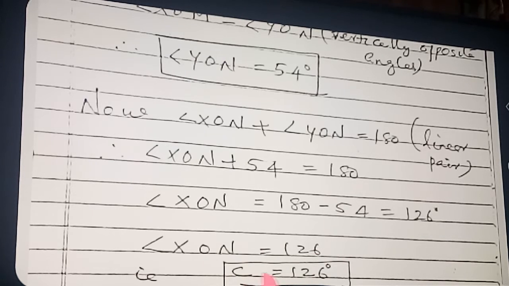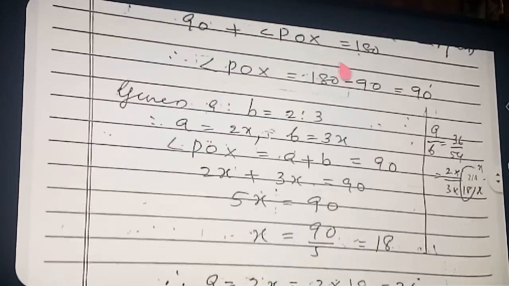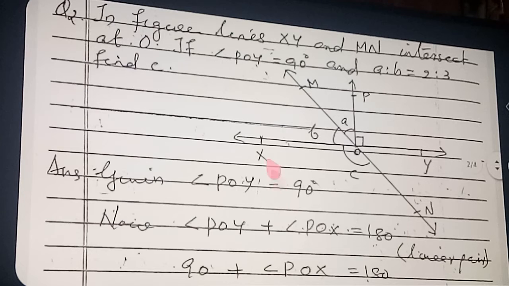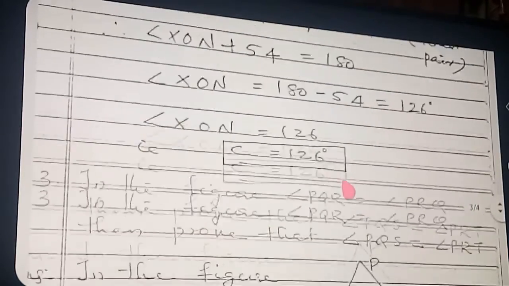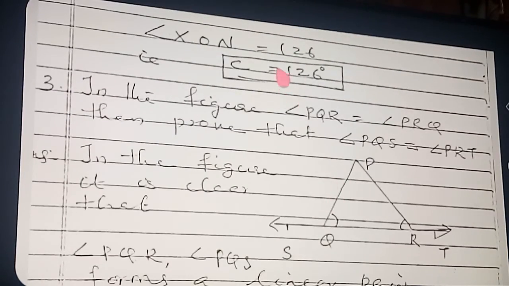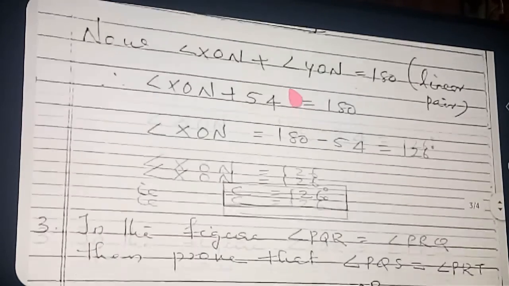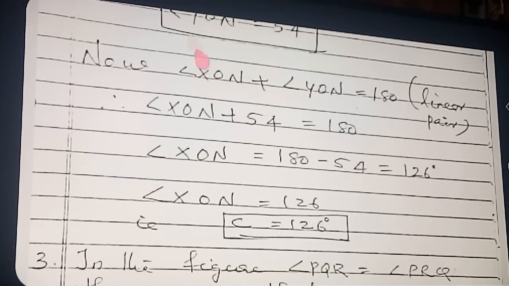So what do you want to find out? C. How much is C? C is the same as XON. You can see the diagram. Again see the diagram. XON, see here. XON, what is there? C. So you got the value of C now? Yes. What is the value of C? 126. Okay students? Any doubt you are feeling? This step is clear now.